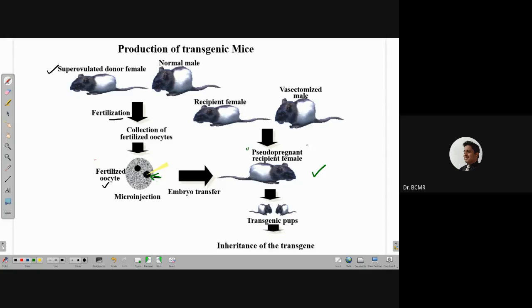Pseudo pregnant means that this female is allowed to mate with a vasectomized male, so that the body of this female will feel much more physiologically and hormonally ready to retain the embryo.